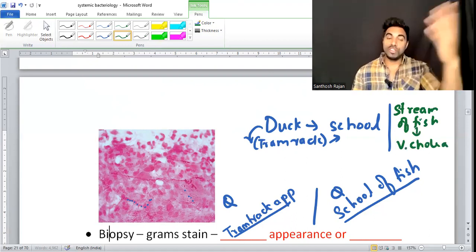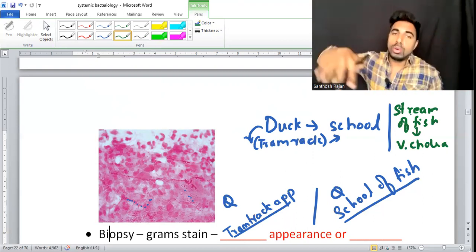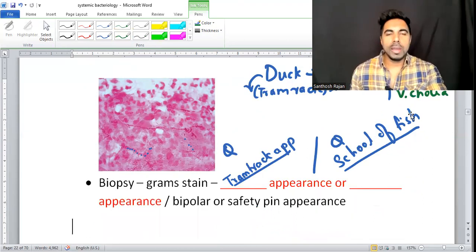Vibrio cholerae. It looks like a stream of fish. So don't confuse: stream and school are different. School is for ducks. Ducks go to school walking on the tram track. Okay, very easy, that's the way you're going to remember it. And now it's a bipolar septum appearance.